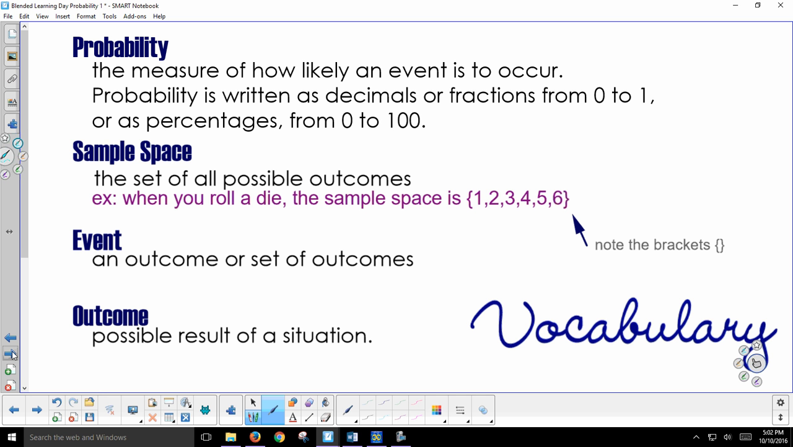A sample space is the list of all possible outcomes, and we do that in set notation. So when we talk about rolling a die, for example, the sample space is in brackets, and the sample space is 1, 2, 3, 4, 5, 6. An event is an outcome or set of outcomes. So we could talk about the probability of rolling a 3, and that would be an event. And then the outcome is the possible result of a situation. So that's our basic vocabulary. There's going to be more that we add.